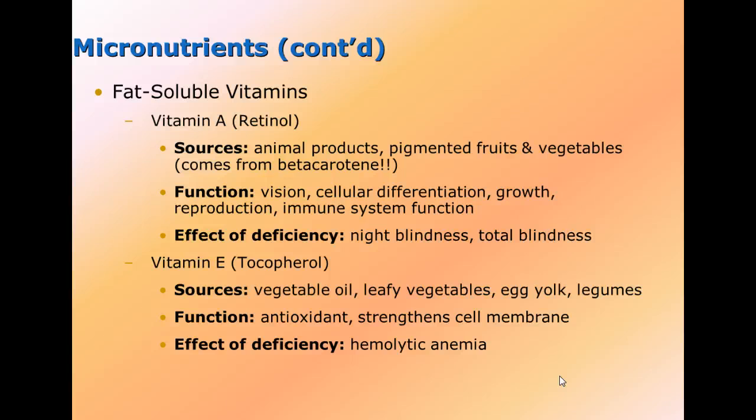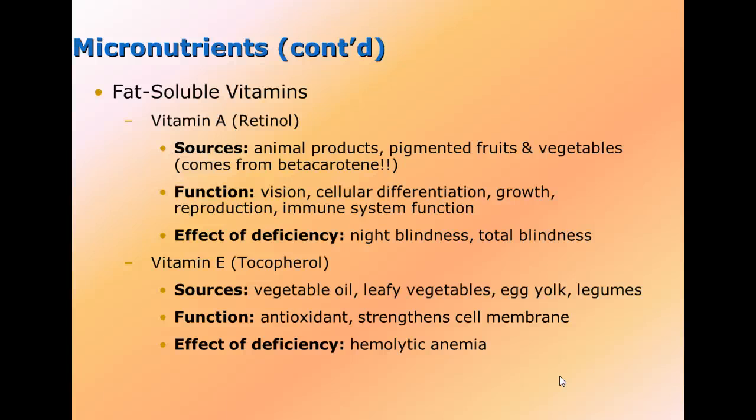First set are the fat solubles that we'll go through. Again, remember you have to eat fat to be able to absorb these. So if you have a fat malabsorption issue in your gut, you're going to have a hard time absorbing these vitamins and you'll be deficient. So vitamin A, which is known as retinol, we get it from animal products, pigmented fruits and vegetables, and it comes from beta carotene. Its function is for vision, cellular differentiation, growth, reproduction, and immune system function. But if you don't get enough of it, you have problems with night blindness and total blindness.